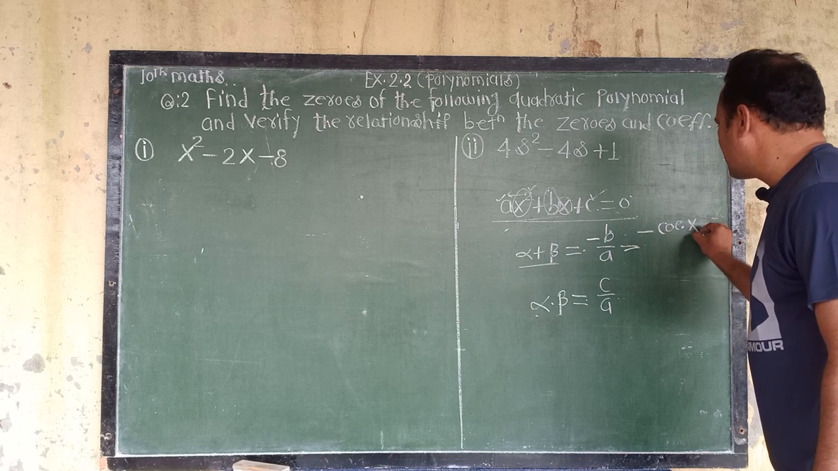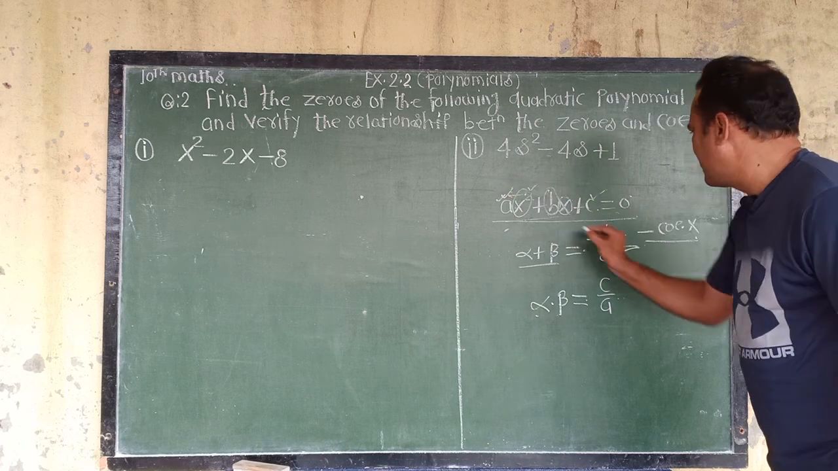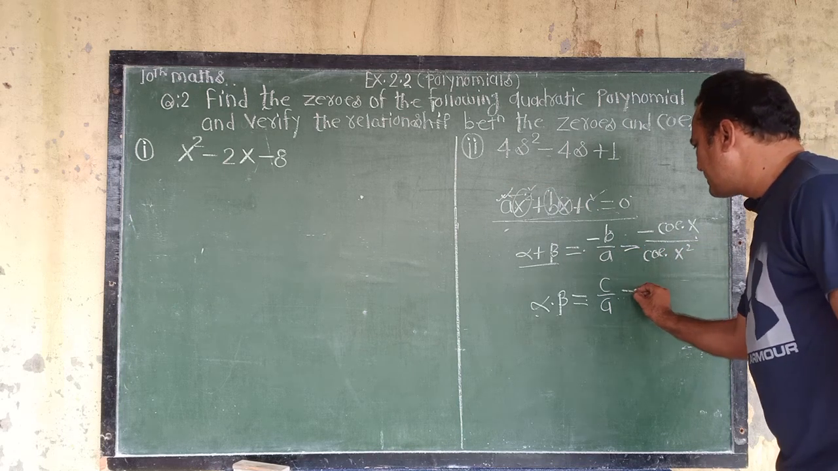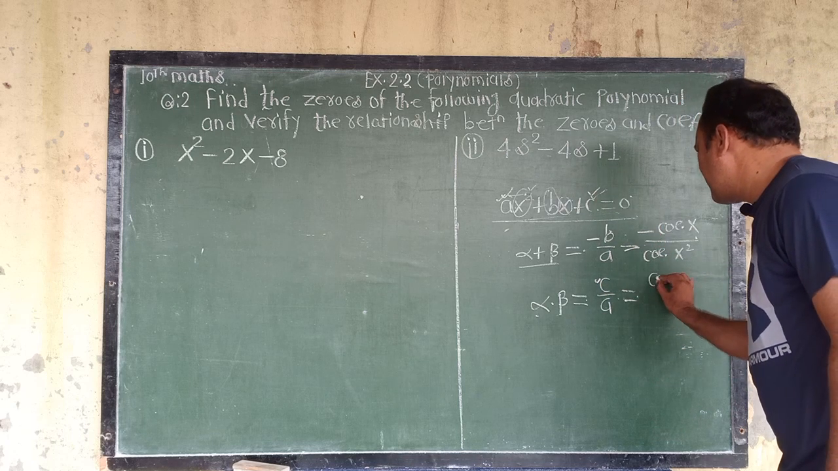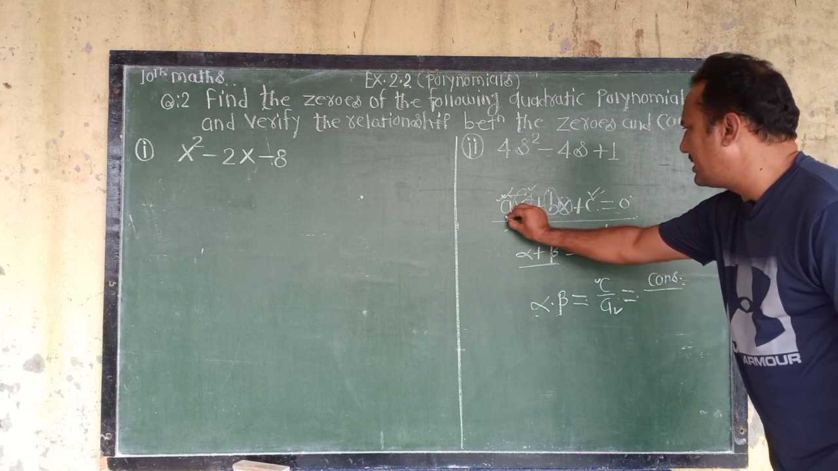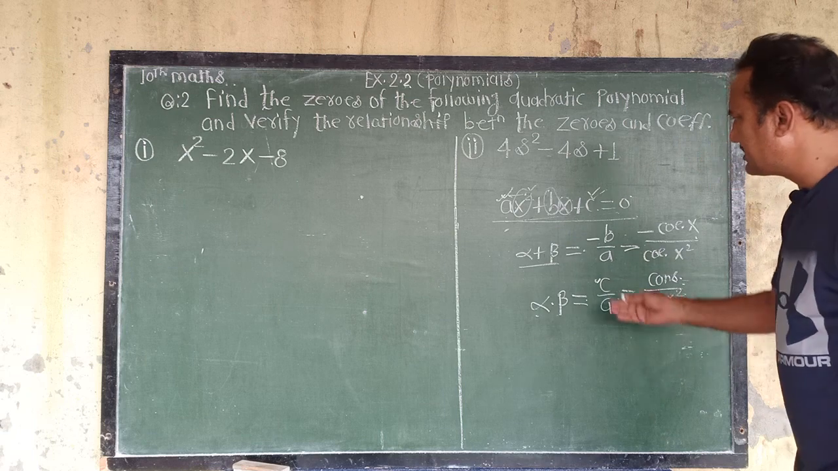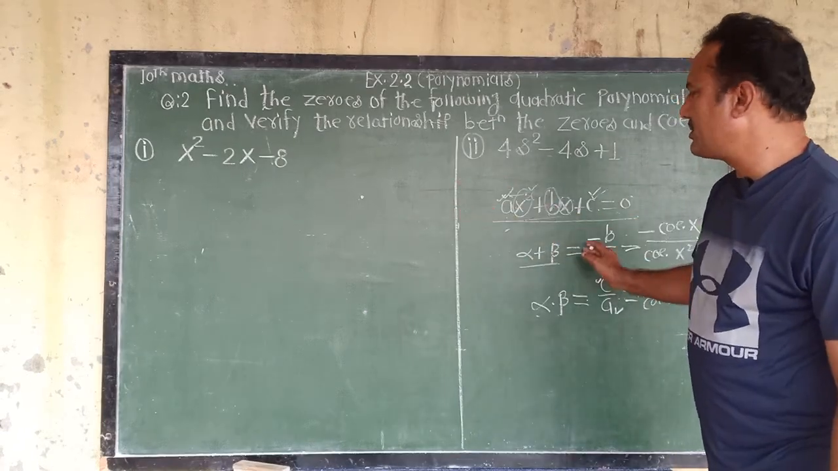is c by a, the constant divided by a. Minus b means minus the coefficient of x, divided by a, the coefficient of x square. And c means the constant, divided by a, the coefficient of x square. This is the main thing which we have to learn before solving the examples.